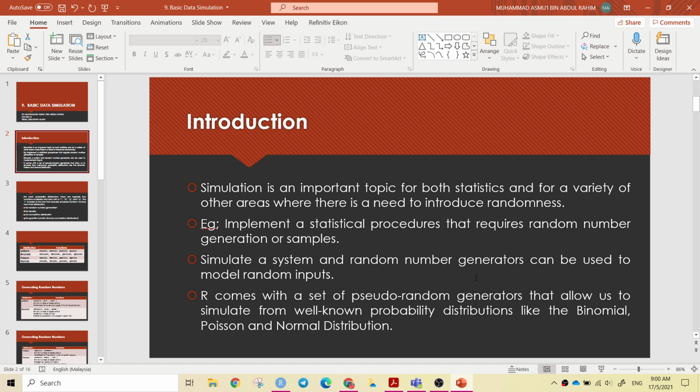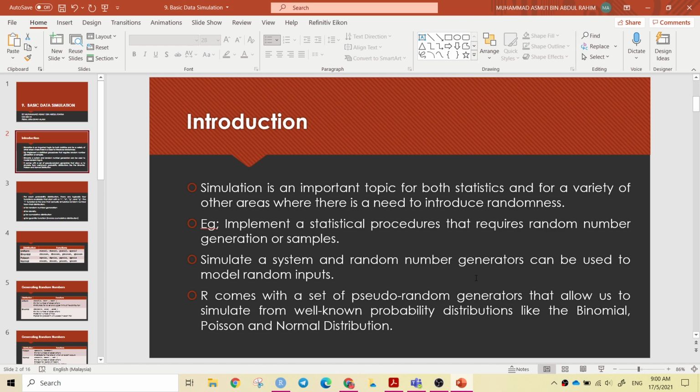Because sometimes we might not have an actual observation of particular events. What we can do is simulate the situation, and this situation follows a certain probability distribution, for example. When we want to do an experiment based on observation, we assume that this observation follows a certain probability distribution, and that is how we use data simulation.